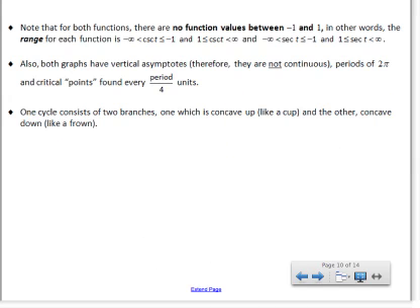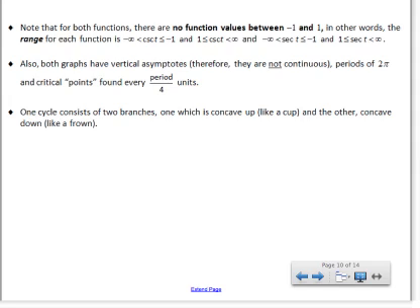Oh yeah, I forgot. I wanted to talk about this. Notice that for both functions, there's no values between -1 and 1. This is on the basic graph. Notice that they have vertical asymptotes. And again, since our basic function has a period of 2 pi, your critical points are found every period over 4 units, or pi over 2 in this case. And one cycle consists of 2 branches, one that's concave up like a cup, the other down like a frown.